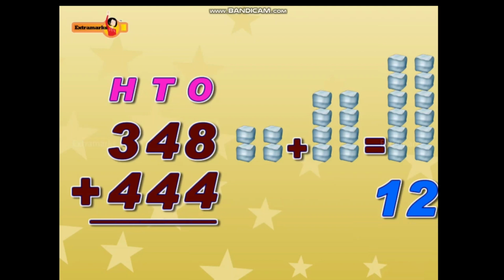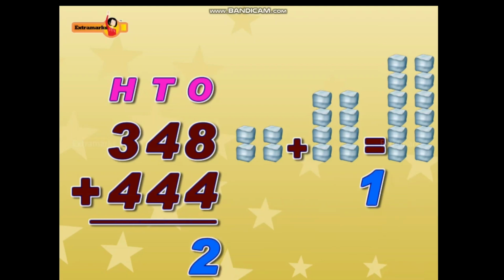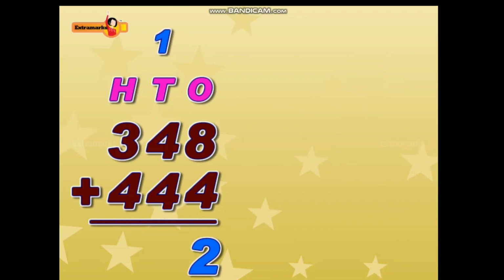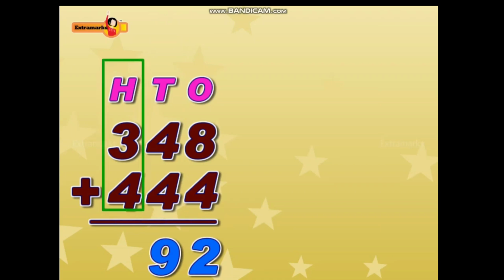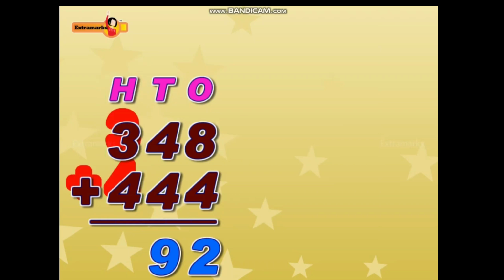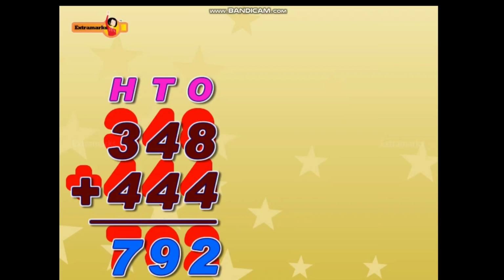So, we will leave 2 ones at the place of ones and carry over 1 ten to the place of tens. Our third step will be to add all the digits at the place of tens. The sum of 1 plus 4 is 5. The fourth step is to add the numbers at the place of hundreds. 300 plus 400 gives a sum of 700. So, when we add 348 with 444, we get a sum of 792.